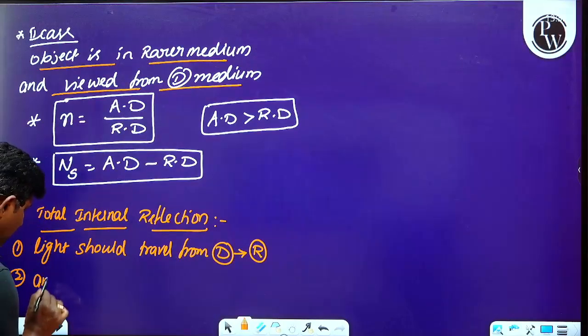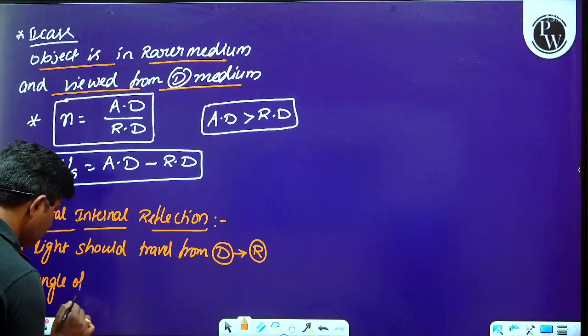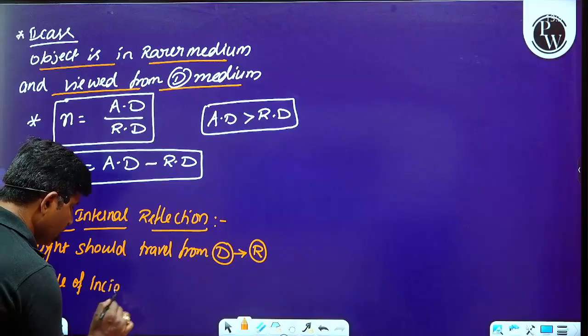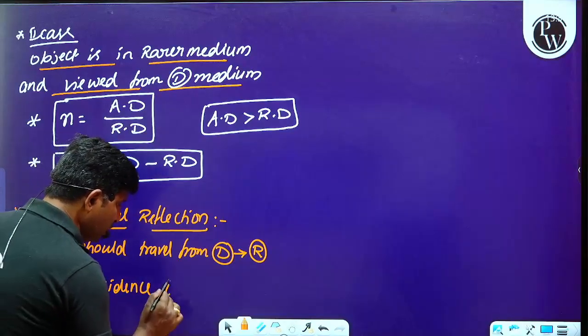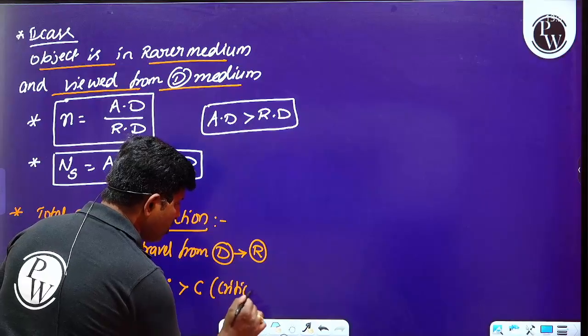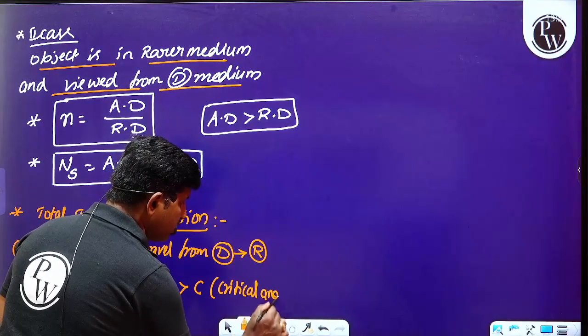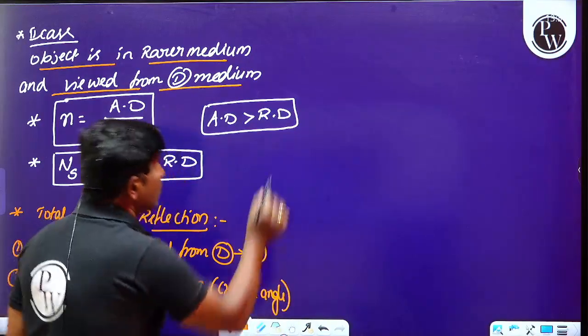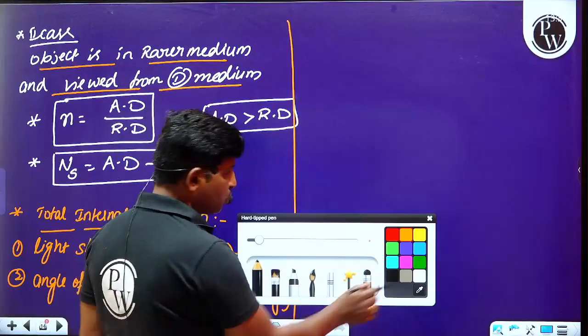and the angle of incidence I should be greater than C. What is C here? C is called the critical angle. So how can we show this through a diagram?